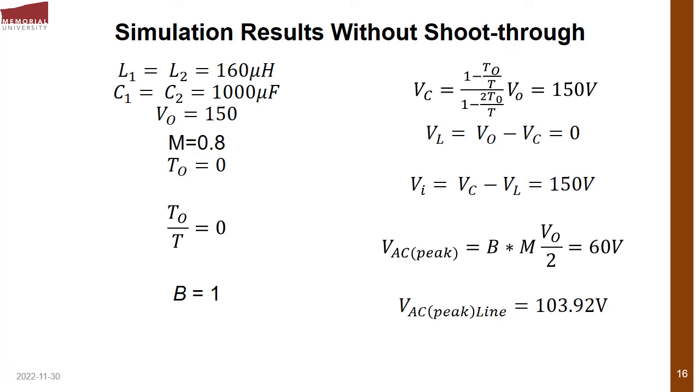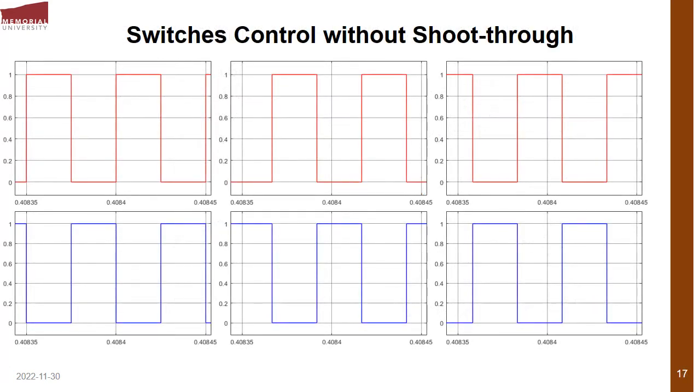With this, we found that our DC link voltage was 150 and our capacitor voltage was also 150. Then our output voltage peak for the phase voltage was 60 volts, and for that of the line was 103.9 volts. This is our control sequence for the switches. We can see that for each phase leg, when the upper switch is on, the lower switch is off, and it happens for all 3 phases.